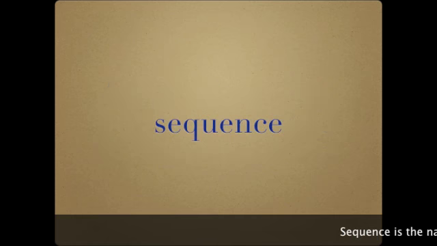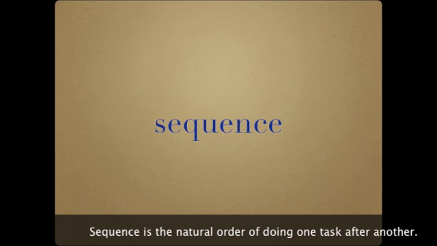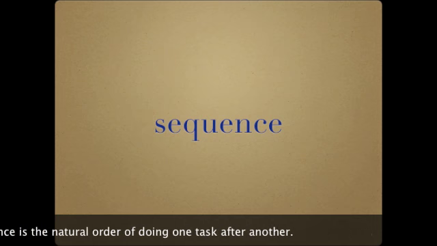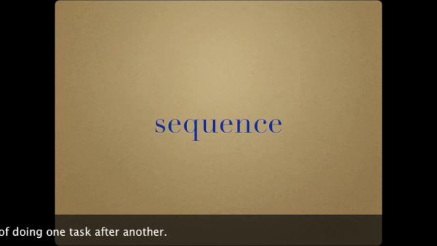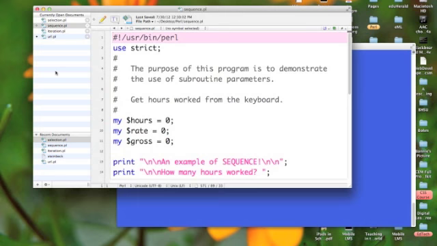The first of these constructs is sequence, and it's simply doing one thing after another. I want to share some examples of sequence, selection, and iteration with you. And so I've got some code that I've written in the Perl programming language to demonstrate how each of these logical constructs work. And we're going to start with sequence.